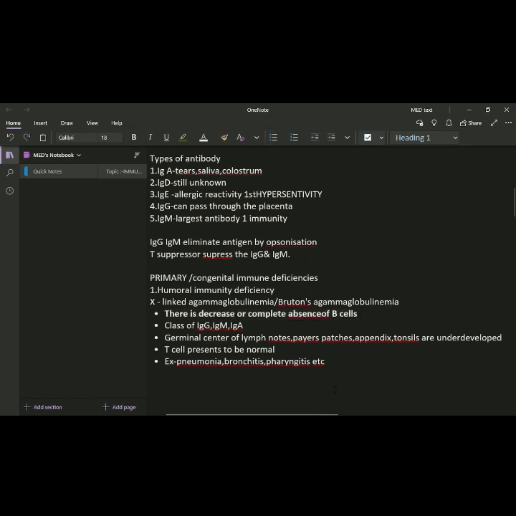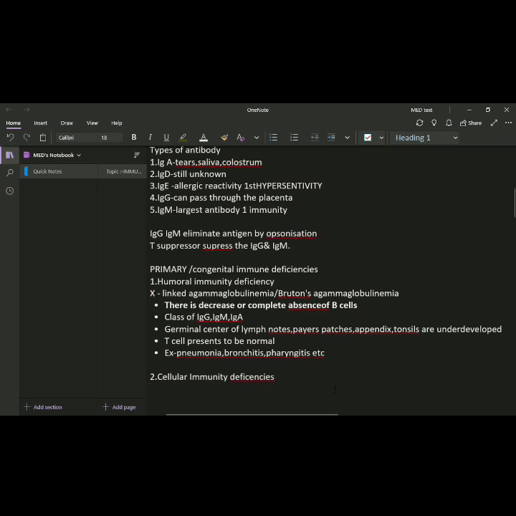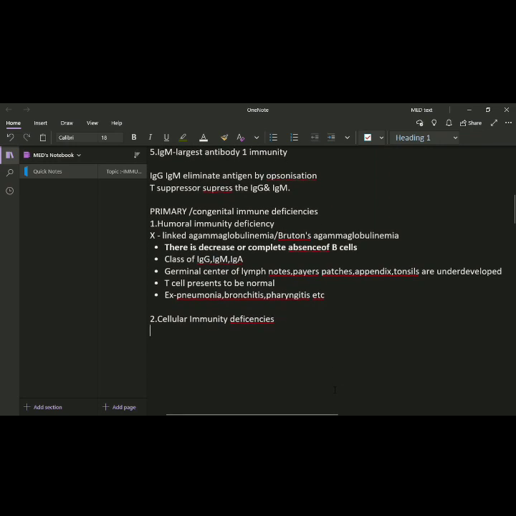Alright. The next point is cellular immunity. The second one is cellular immunity deficiency or disorder. So in this, the particular name of this disorder is DiGeorge Syndrome. It's called DiGeorge Syndrome.